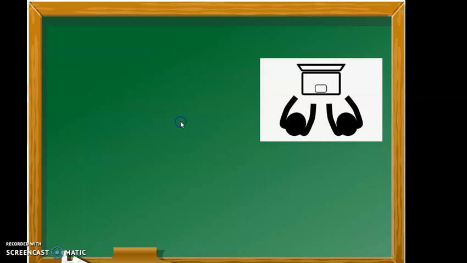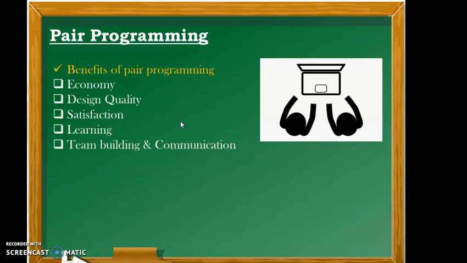Pair programming has a number of benefits. Pair programming supports economy. It spends around 15% more time on programming, but the designed code is more efficient than individual coding. So it also improves development time and support cost, because the design or the code that we generate with the help of pair programming is more efficient than individual coding.